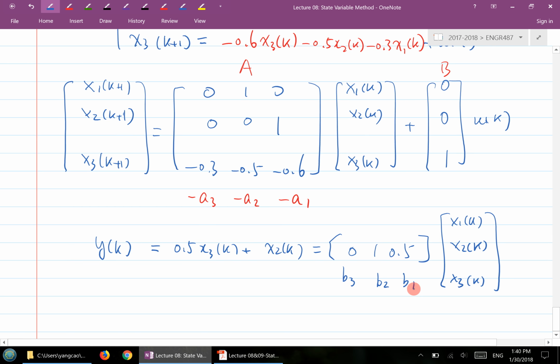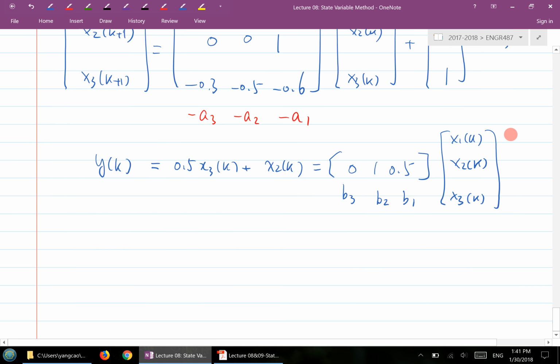Because later, when we derive the pole placement, there's the idea of the controllable and observable concept. And in order to determine whether it's controllable, if you have this control canonical format, then you can immediately tell whether it's controllable or not.